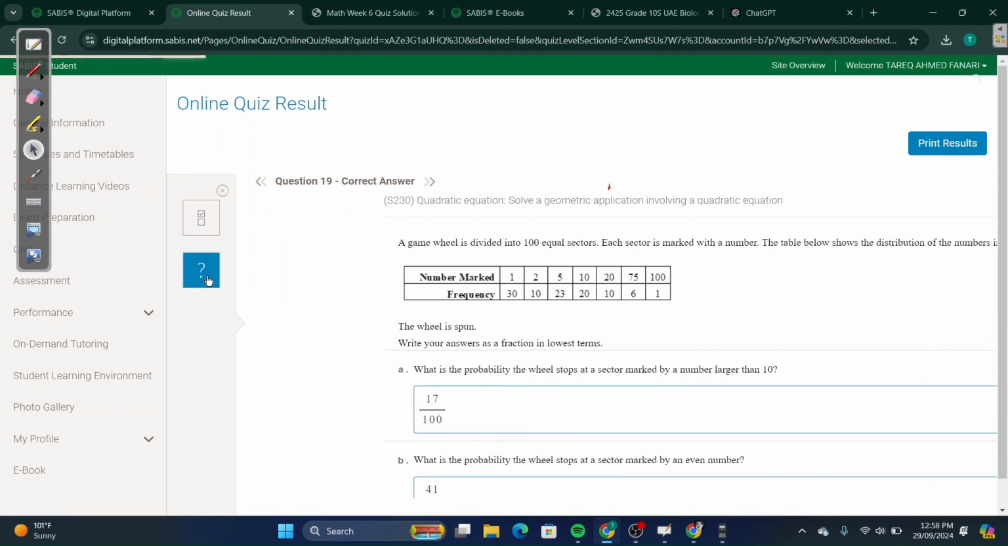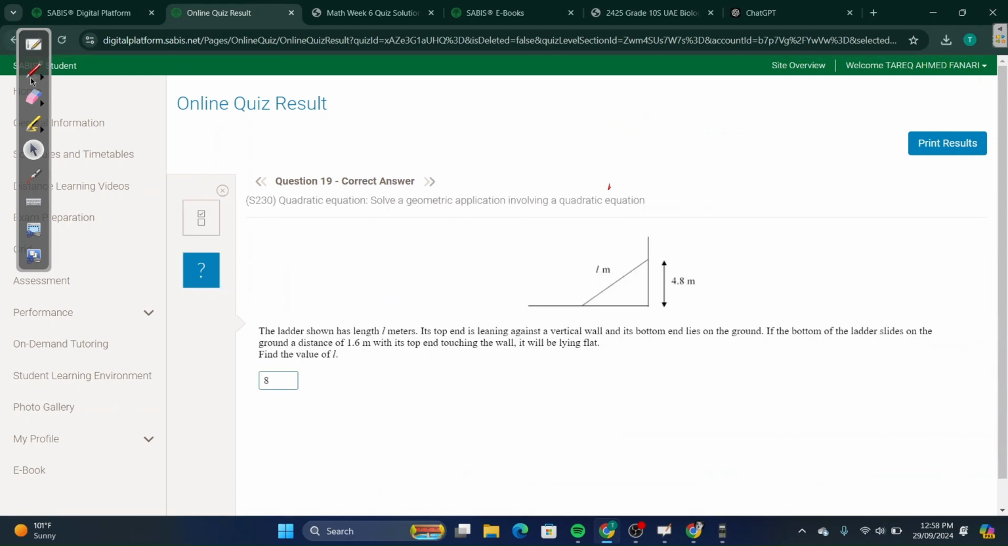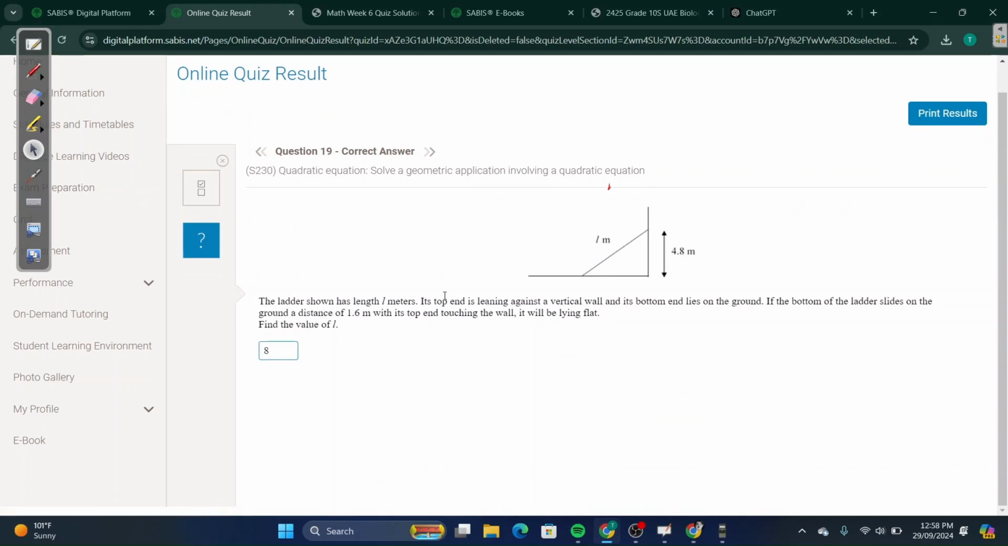This question is a top question. It came in the SAT, I think. I don't know, but it was in the course revision as an SAT question. So, this is 4.8. This is L. Let's call this part here X. Now, they told you if the ladder slides 1.6 meters with its top end touching the wall, it will be lying flat.